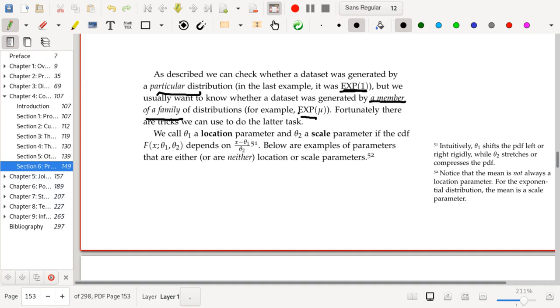Often what we want to know is, did it come from this distribution, and we just don't know what the parameters exactly are. So we know that there is some, let's say, exponential distribution or normal distribution or beta distribution or Weibull distribution. There is some distribution that would fit it from that family. We just don't know what the parameters are. And that's a more difficult problem to solve. There are ways around it a little bit.